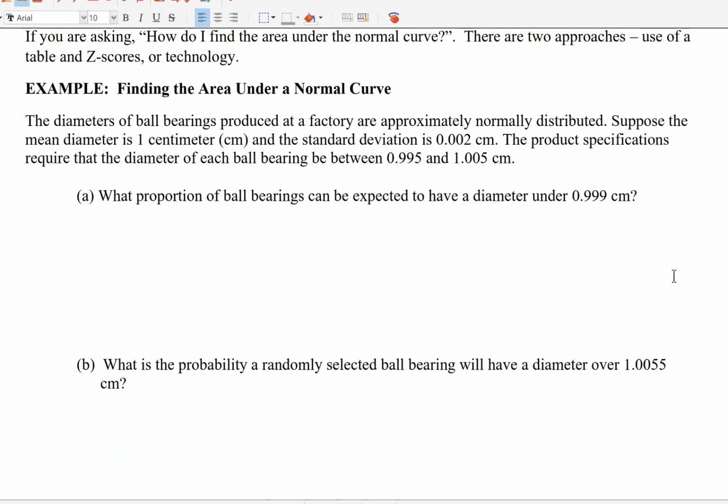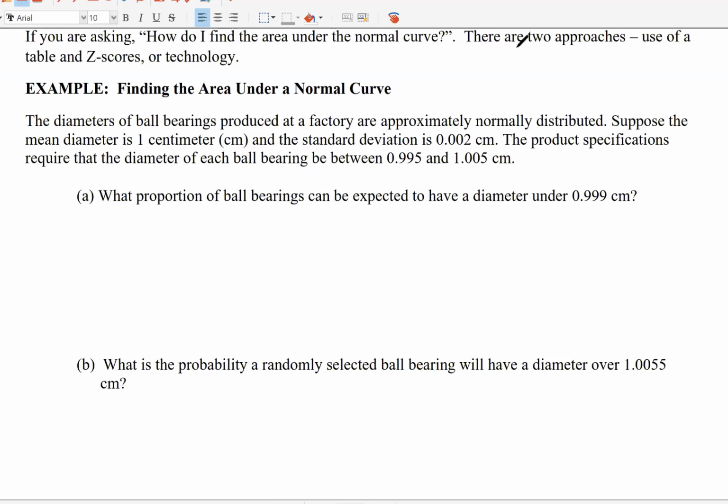Let's say that we have ball bearings where the mean diameter is supposed to be 1 centimeter and the standard deviation is 0.002 centimeters, because all the ball bearings aren't going to be the exact same diameter. There's going to be variability because of the production process. Let's say that the product you're manufacturing these ball bearings for requires that the diameter be between 0.995 and 1.005 centimeters. Before we get into that, what proportion of ball bearings can be expected to have a diameter under 0.999 centimeters?